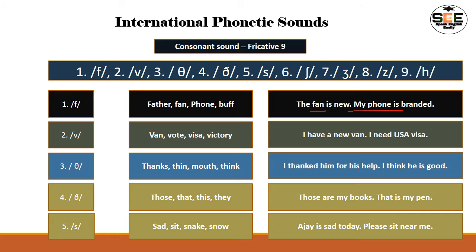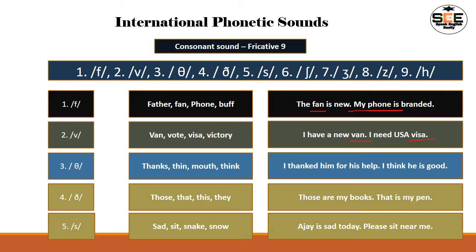I have a new van. Here this van word is definitely producing the v sound. Next sentence: I need USA visa. Definitely this visa word is producing the v sound. V, a little bit of vibration, visa. Okay, visa, the throat is a little bit vibrating. So I hope you understood this.